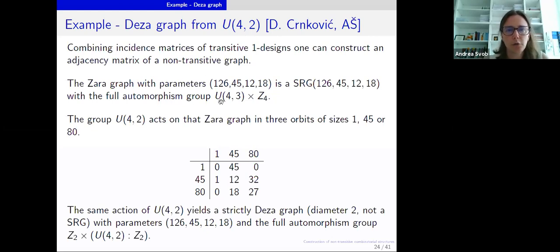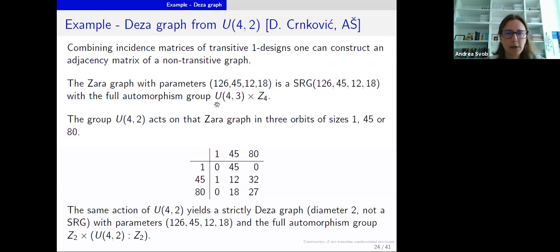So let us start from the group U4(3) extended with Z4. This is the full automorphism group of a strongly regular graph on 162 points. This strongly regular graph is known as the Zara graph. Okay, and this group acts on the strongly regular graph with these parameters. So the action is transitive.